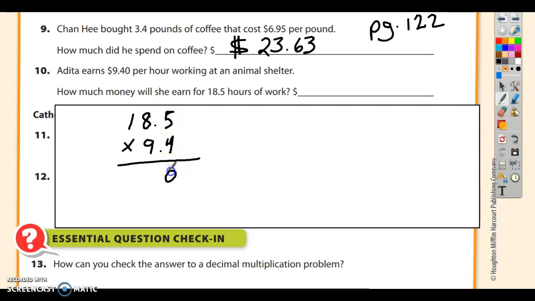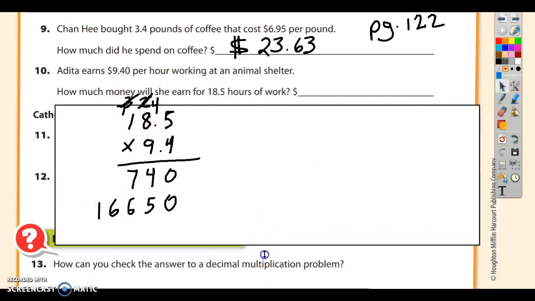4 times 5 is 20. 4 times 8 is 32, plus 2 is 34. 4 times 1 is 4, plus 3 is 7, and x is 0. 9 times 5 is 45. 9 times 8 is 72, plus 4 is 76. 9 times 1 is 9, plus 6 is 16. I need to make my whiteboard longer.